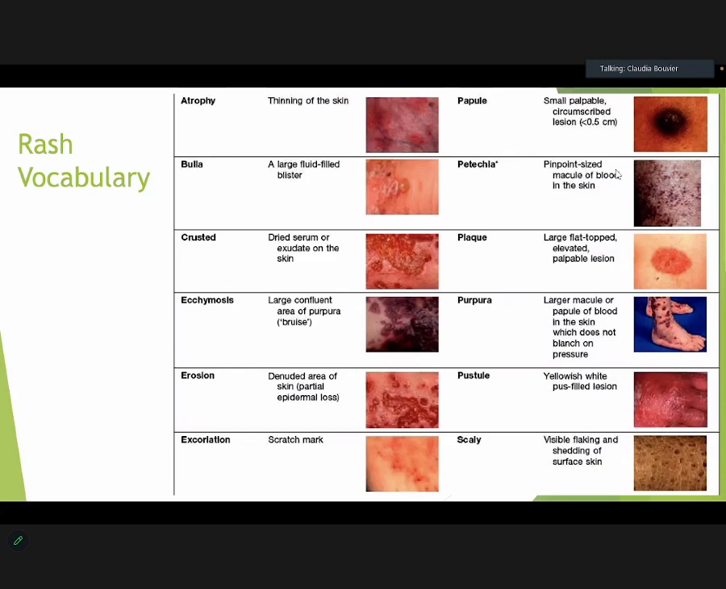So these are pictures. When we talk about them, if you're unsure what I'm talking about, you can always go back to the slide when I send you the PowerPoints. It's a good resource just to get us all on the same page.